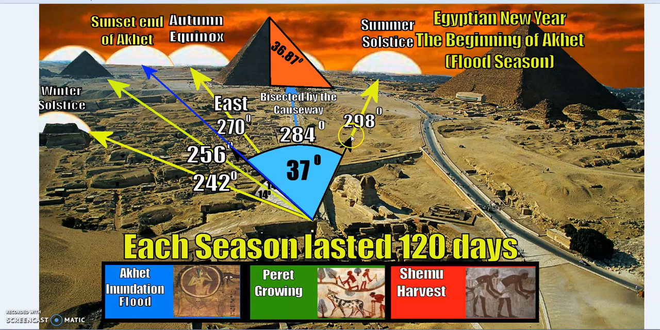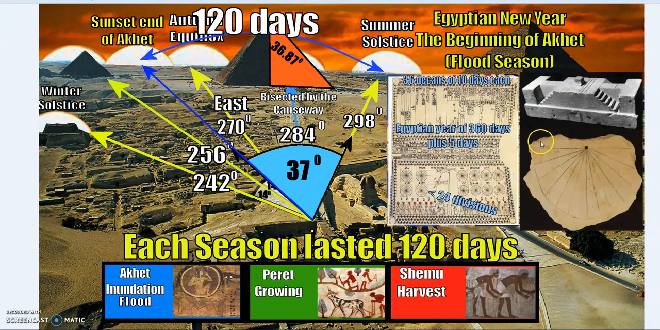coincidences. But so 120 days, the sun will move 37 degrees. That's the same as the right angle triangle based on Khafre's pyramid slope. So 120 days from the beginning, summer solstice, to the end of the flood season.